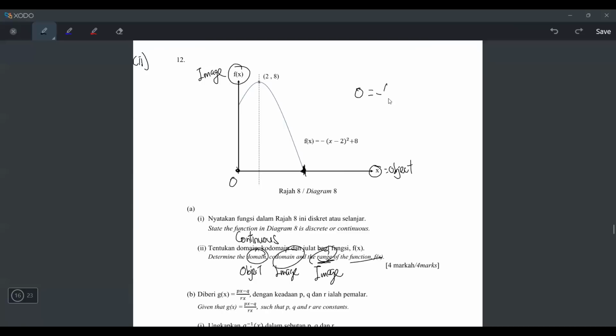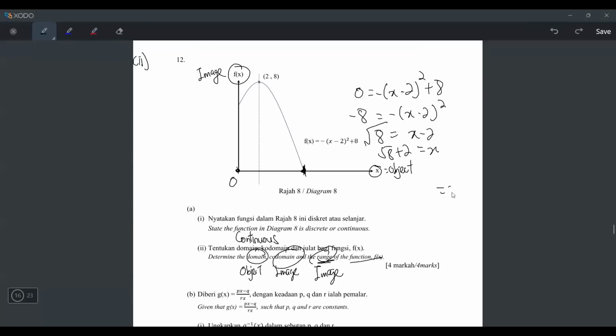So 0 equals negative (x minus 2) squared plus 8. And then I try to find x. Plus 8 moves over to become negative 8. And then the negative can move also, so it becomes positive 8. Let's just do it slowly. Negative 8 equals negative (x minus 2) squared, and then the negative becomes positive, 8 equals (x minus 2) squared, and then the square becomes square root, and then x equals square root of 8, plus 2.